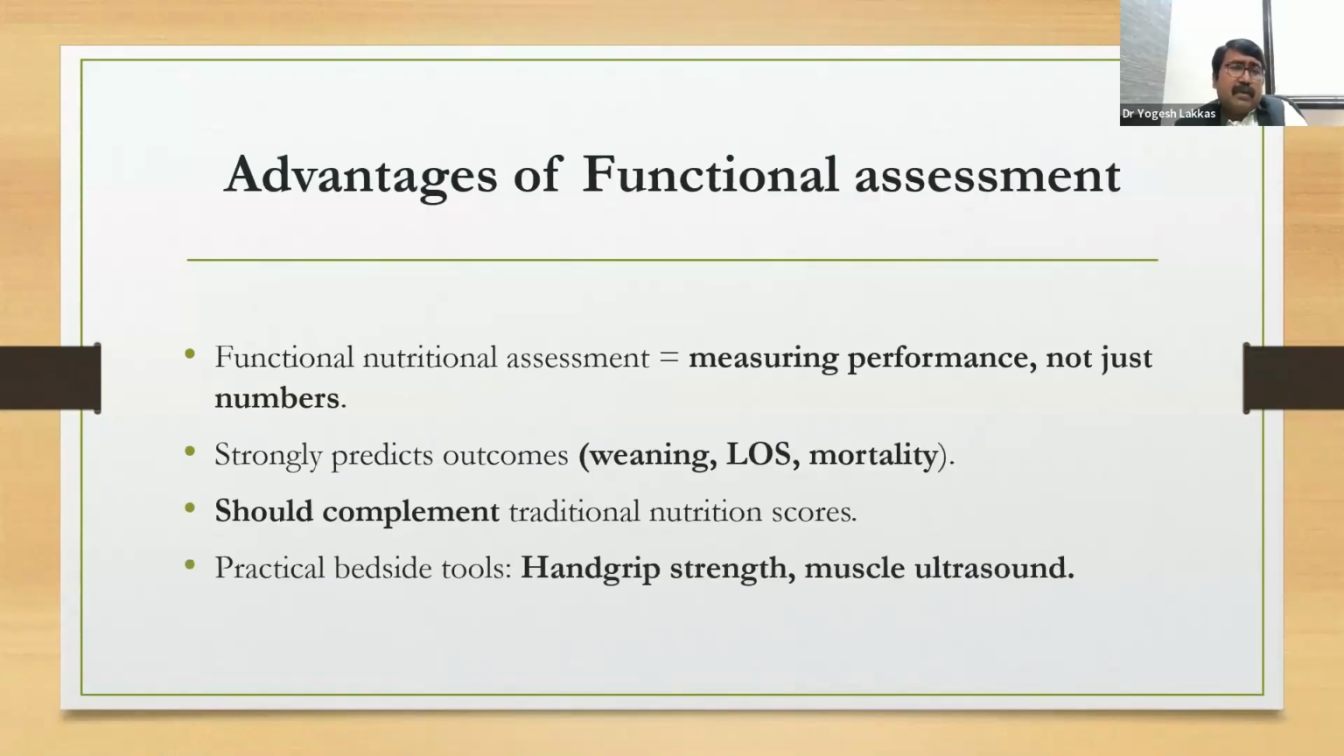Advantages of the functional assessment. Functional assessment is always a better way to assess the recovery or weaning of the patient from the ventilator. Functional nutrition assessment is equal to measuring the performance, not just the numbers, because that will matter for the recovery of the patient. It strongly predicts outcomes like weaning, length of stay in the ICU, and mortality. It should complement traditional nutrition scores. Practical bedside tools, hand grip strength and muscle ultrasound, can be easily applied in day-to-day ICU practice.